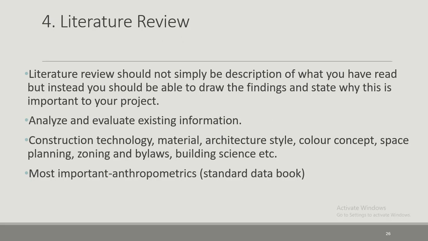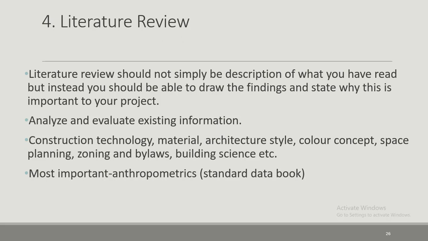Literature review should not simply be a description of what you have read, but instead you should be able to draw the findings and state why this is important to your project. So, at the end you have to analyze and evaluate existing information. You can do literature review of construction technology, material, architecture style, color concept, space planning, zoning and bylaws, building science, and many more. In architecture, the most important literature review is of anthropometrics.